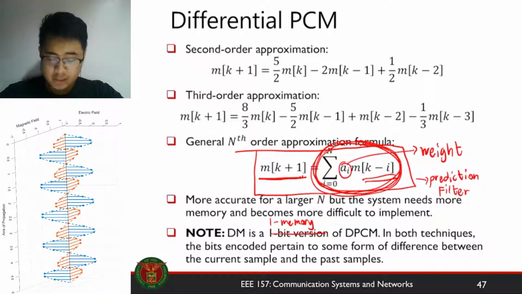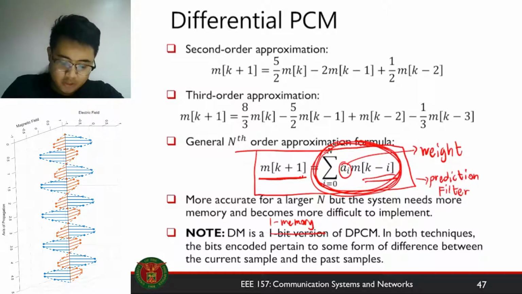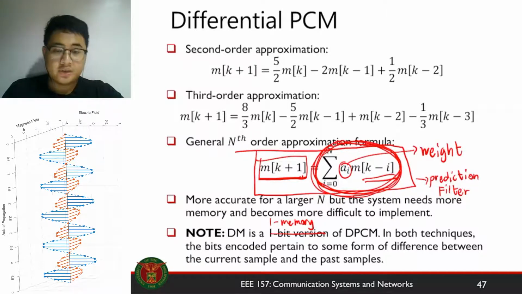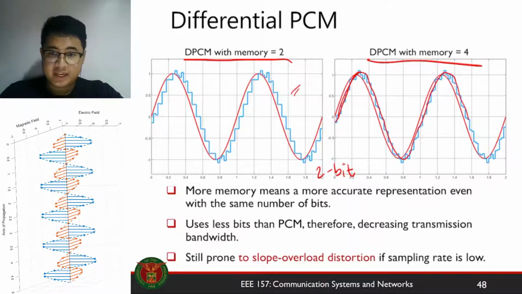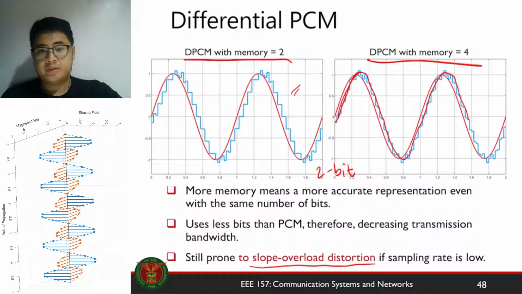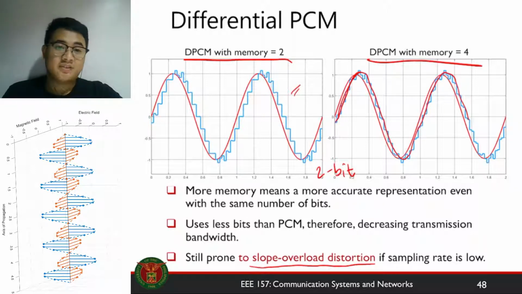Since you're quantizing the difference between your current value or the future value and the predicted value right here, if you're encoding your waveform that way, expect that you will be prone to slope overload distortion. Basically, if your sampling rate is very small, then you will have a hard time representing the signal in the digital domain. Right? So as you can see, it's very complicated. Bottom line here is that you can save memory if you use differential PCM.